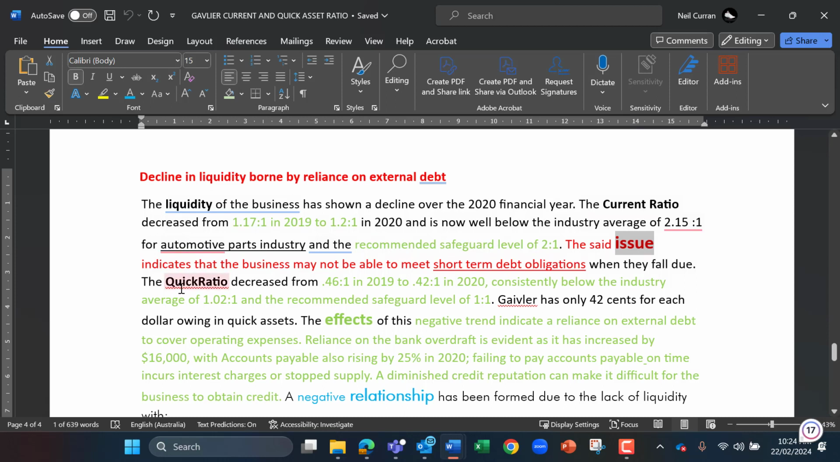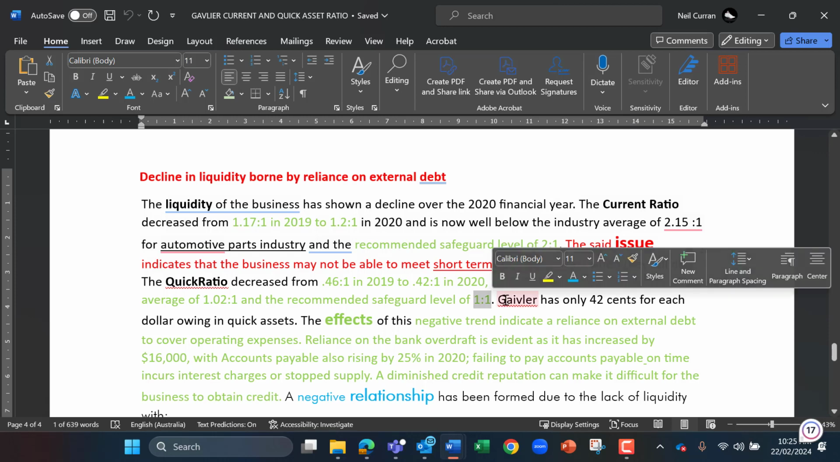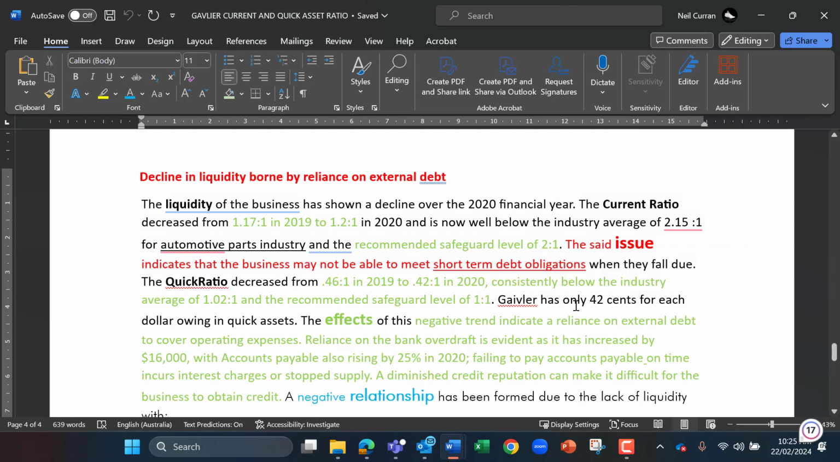And then you can combine these two together because essentially they are assessing the same thing or analysing the same accounts. So the quick ratio has decreased from 4.26:1 to 4.42:1, which is below the industry average of 1 and also below our safeguard as well. And so essentially that means that they've only got 42 cents in the dollar, okay, to fund or to pay for our quick liabilities, which means not a lot of money is available for this business.